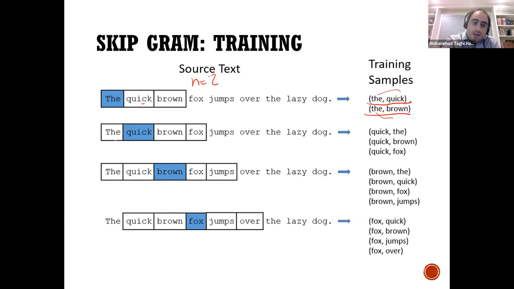What about the next one? 'The quick brown fox.' For 'quick', I will give it 'the', and I will give it 'brown', and I will give it 'fox'. What about this one? Then I come to 'brown'. I will give it four pairs: brown to 'the', brown to 'quick', brown to 'fox', and brown to 'jumps'. Essentially, it means that if I give 'brown', it should give me one word surrounding it. So these are the training samples.